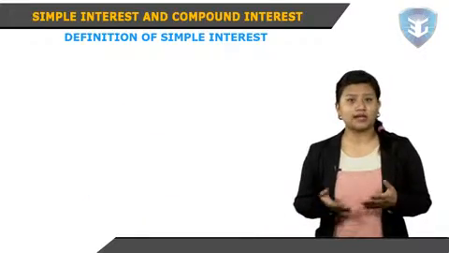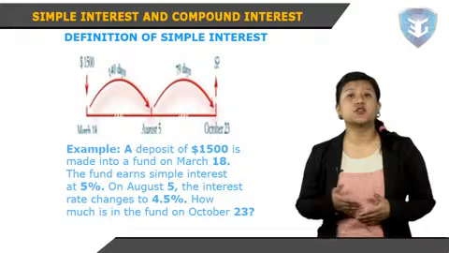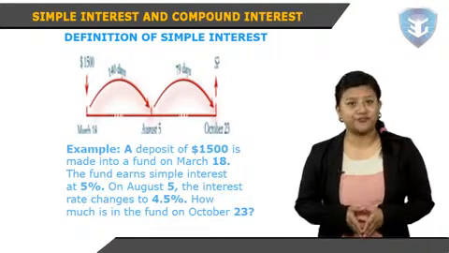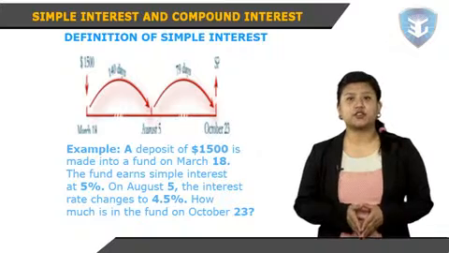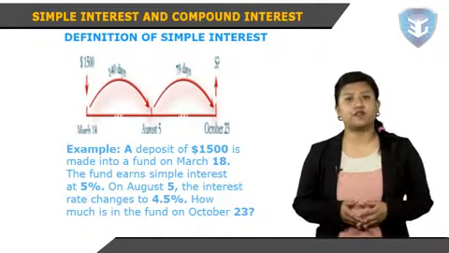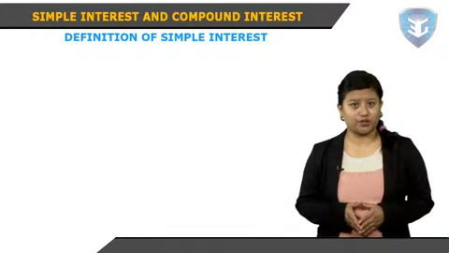Let us now look at an example. A deposit of $15,000 is made into a fund on March 18th. The fund earns simple interest at 5%. On August 5th, the interest rate changes to 4.5%. How much is the fund on October 23rd? Understand the solution given on the screen.